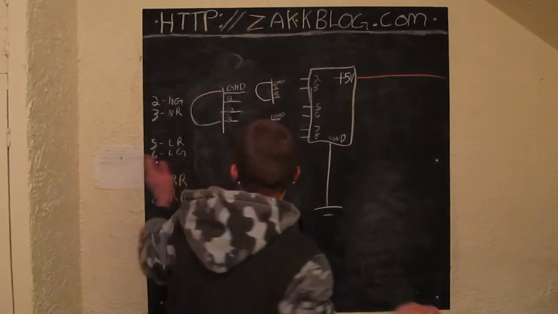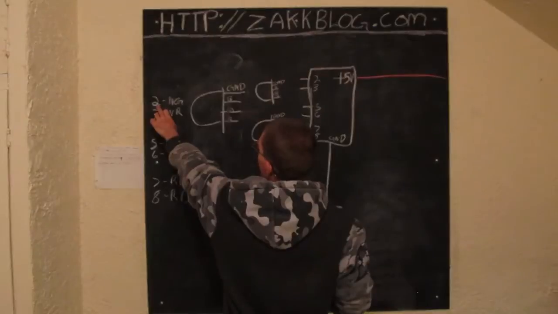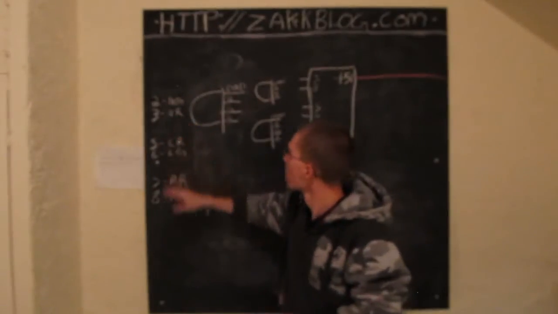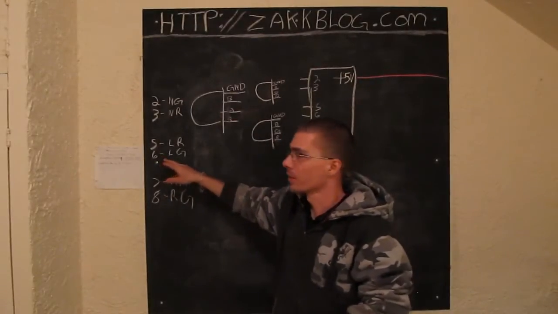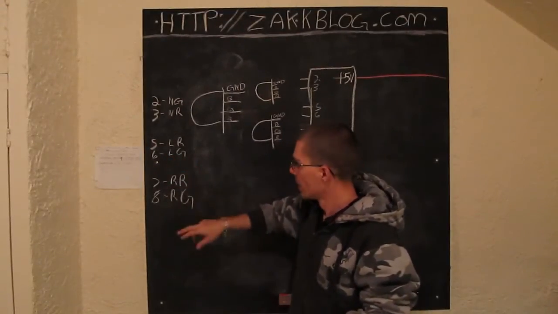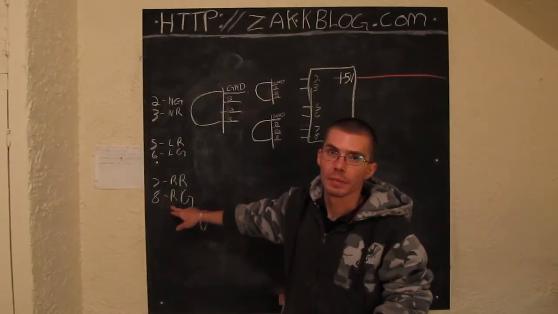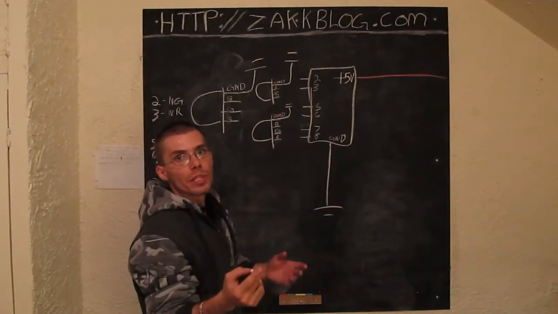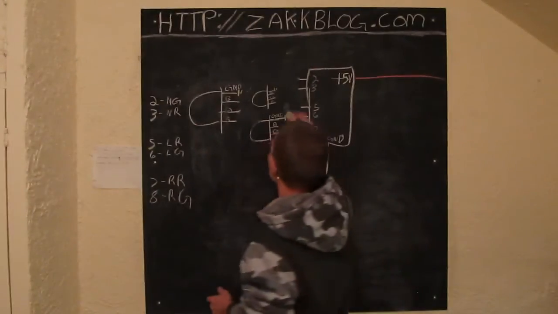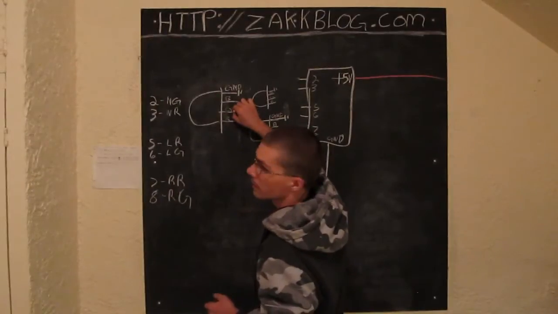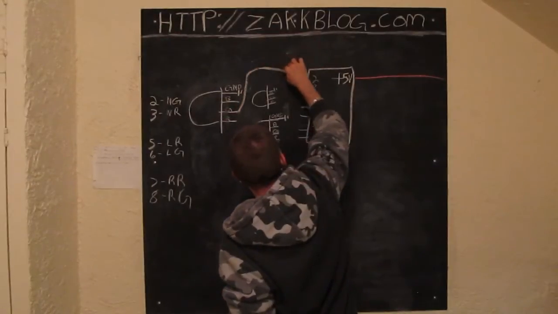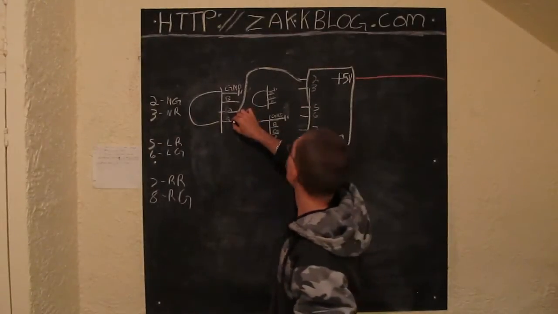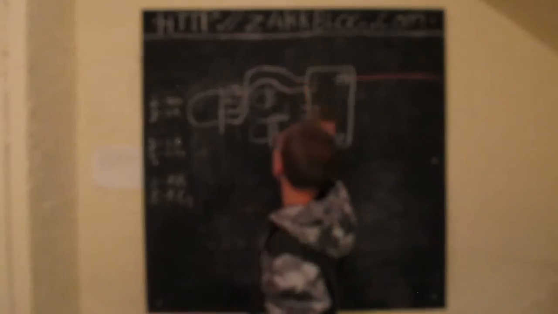So from my code, we know that pin 2 and 3 are for the nose. Pins 5 and 6 are for the left gear. And 7 and 8 are for the right gear. So we know pin 2 is going to be our nose green. So we're going to take our green, bring it around to pin 2. Likewise, we're going to take red, bring it around to pin 3.